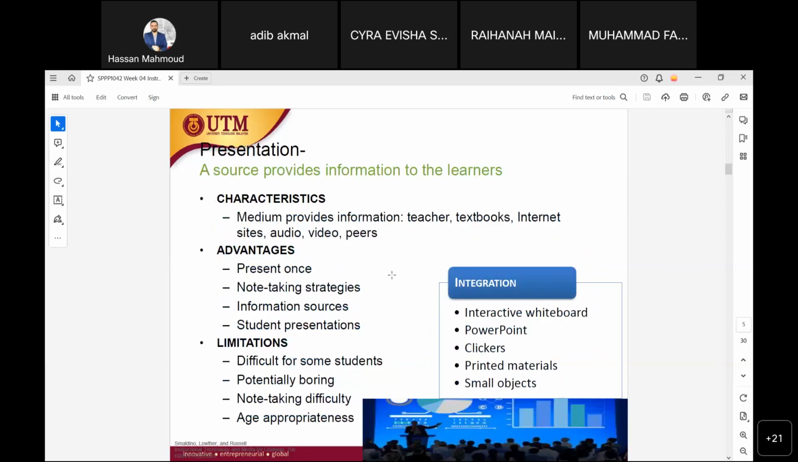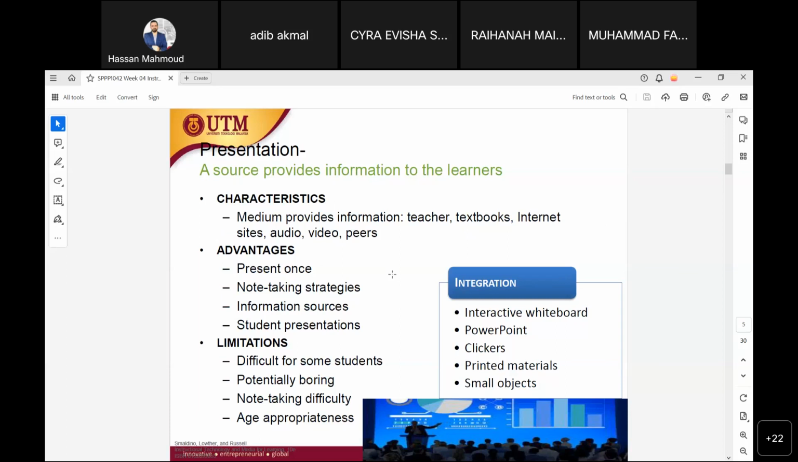Now, when we talk about presentation, it does not mean PowerPoint presentation. It means presenting something. You are the source of the information, all right? You have all the knowledge, and then you need to present this information. So the teacher is the source of the information, the source of the knowledge, all right?